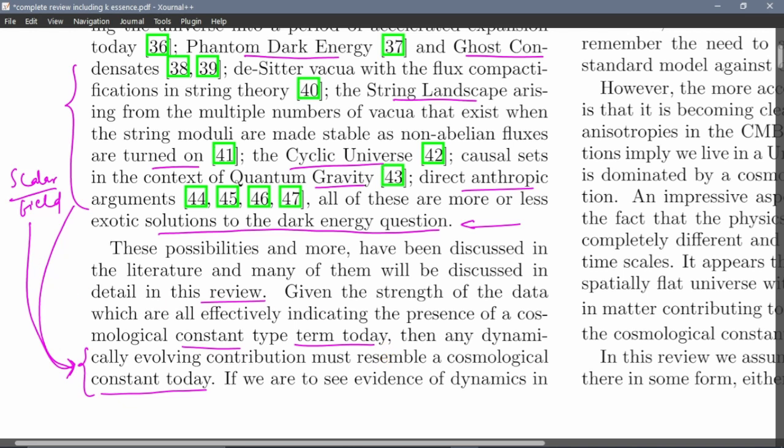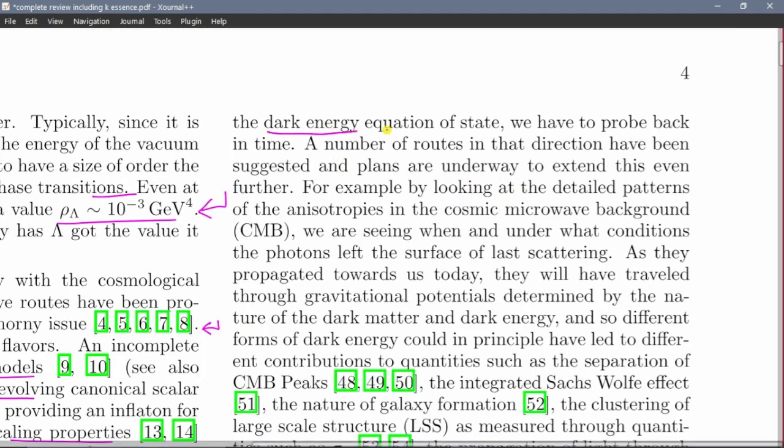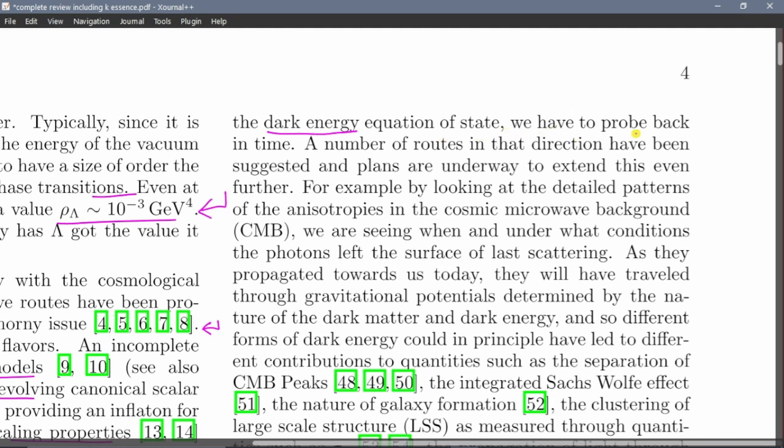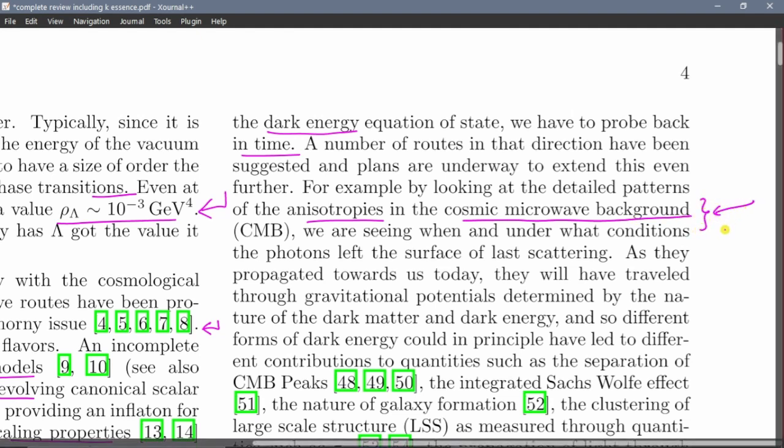So there is a very interesting challenge that we theorists face. If you see the dynamics of the dark energy equation of state, we have to probe back in time. A number of routes in that direction have been suggested and plans are underway to extend this even further. For example, by looking at the detailed pattern of anisotropy in the cosmic microwave background. I already told you that we can extract data from CMB.